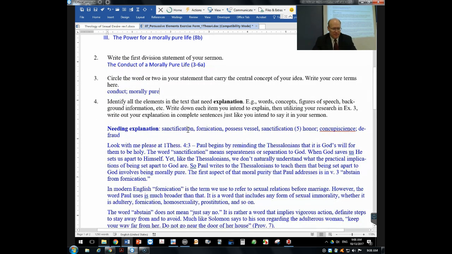And what is it that needs explanation in verses 3 through 6? Well, there's actually quite a bit of stuff that needs explanation in verses 3 to 6. So I listed the term sanctification, the term fornication, the phrase possess your vessel, the term sanctification in verse 5, what honor means, what's concupiscence, what does defraud mean, all of these. And I've written out here an explanation in complete sentences of how I would introduce some of this material.